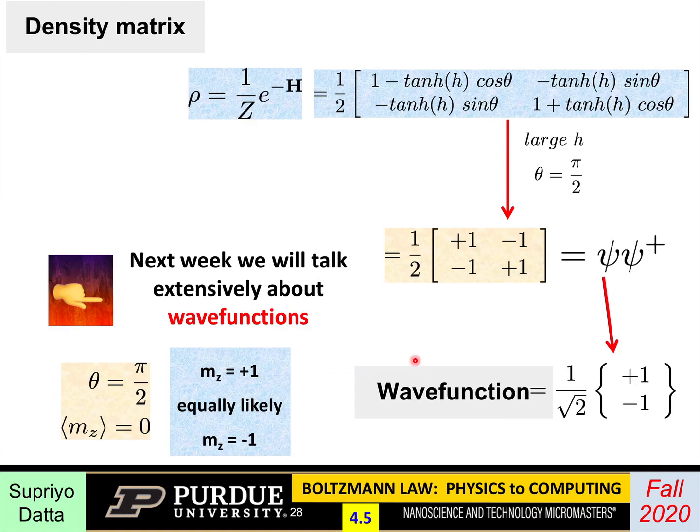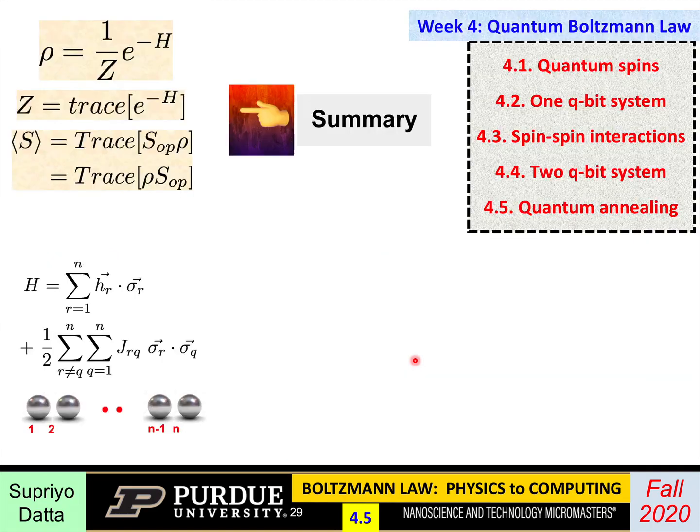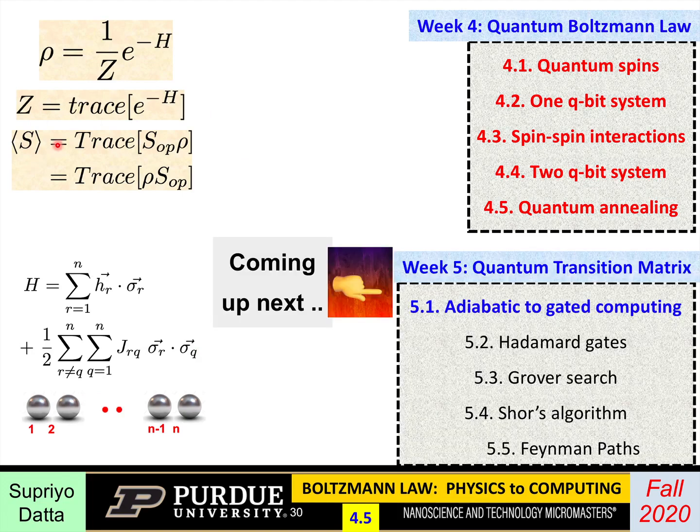Okay? So I guess it's time to then finish up this week. What we have done is introduce the basic framework for discussing quantum spins, how to write the H matrix and the density matrix and deduce the expectation value of observables. And next week we'll make this transition from what we discussed this week, which is adiabatic computing, to what is called gated computing, where we'll talk much more in terms of wave functions. Thank you.